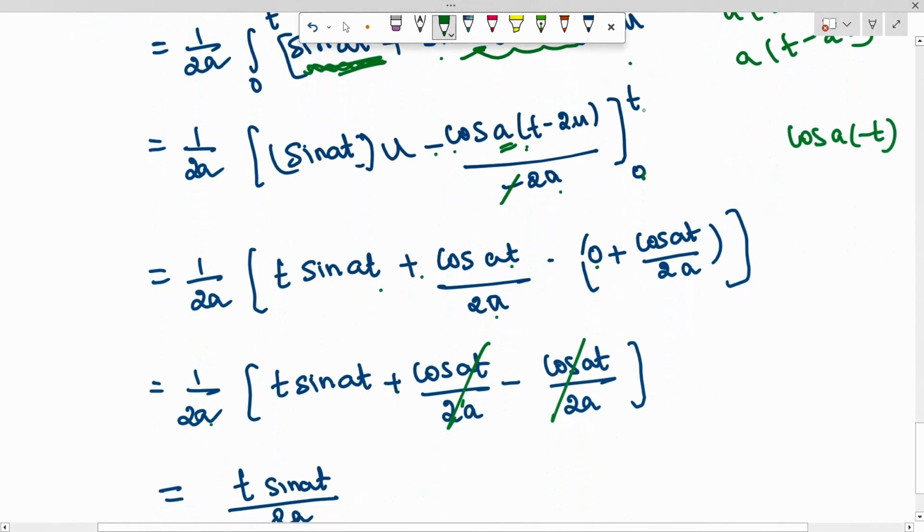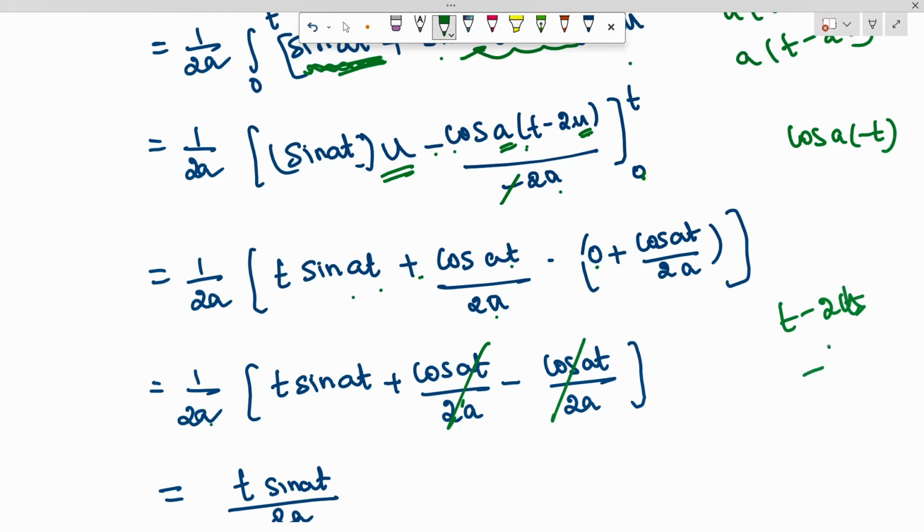Now we are going to apply the upper limit value t in u. 1 by 2a into t into sin at plus, substitute here u is equal to t, which is t minus 2u, where u is t here, which means t minus 2t, which is minus t. Anyway, cos of minus theta is cos theta, so we will get here cos at only. Already we are having one negative sign, here one negative sign is there, which is positive. We will get cos of at here divided by 2a.